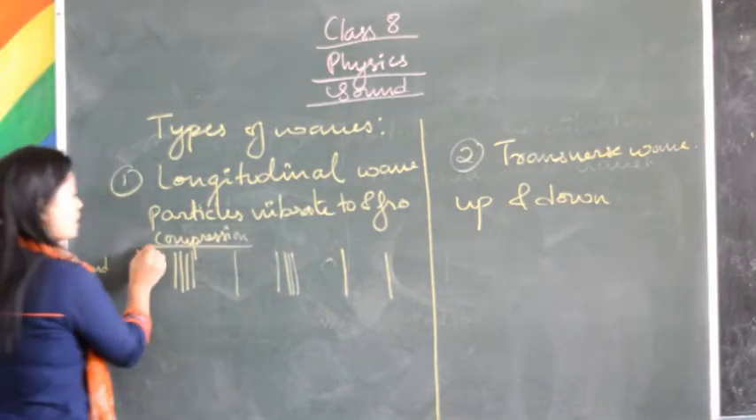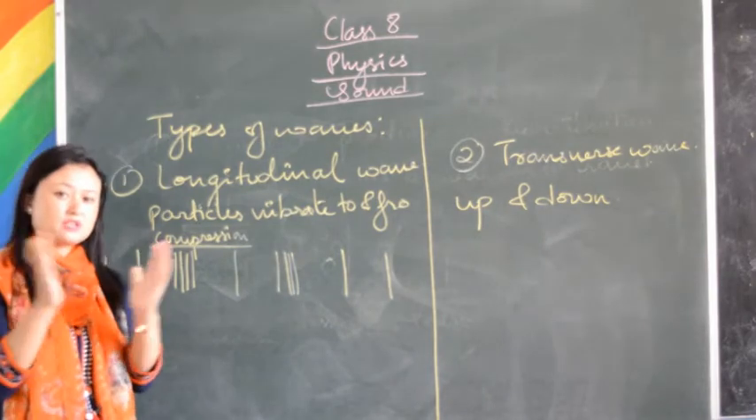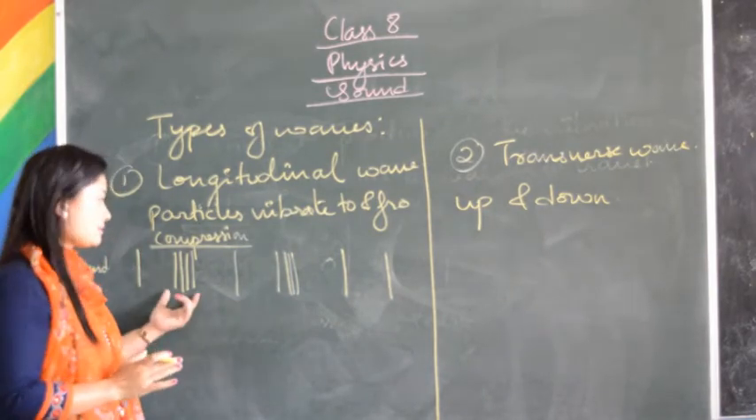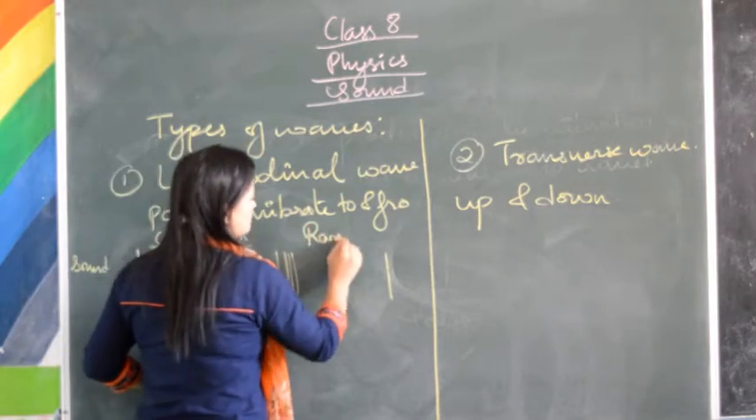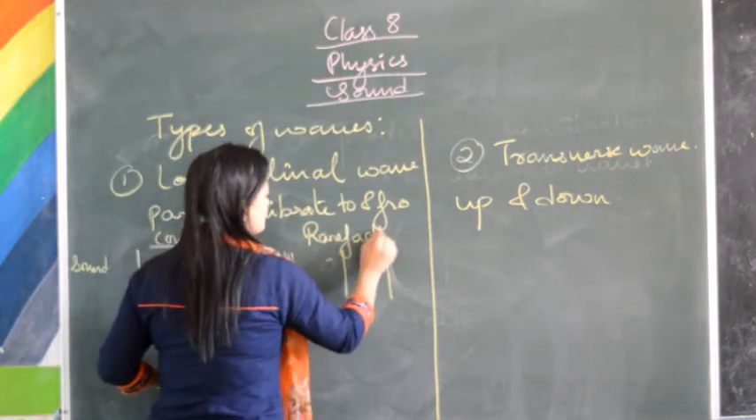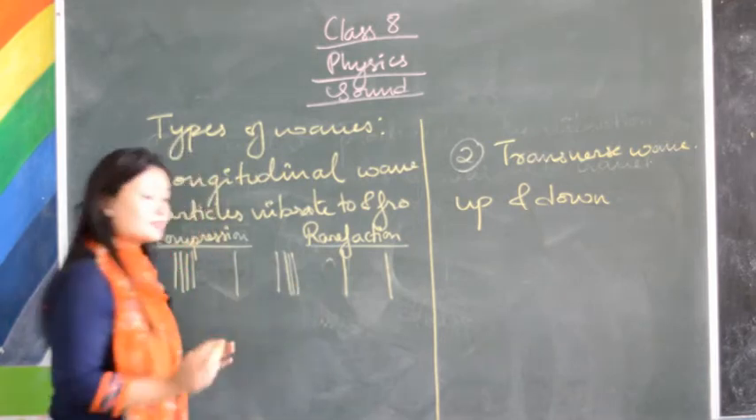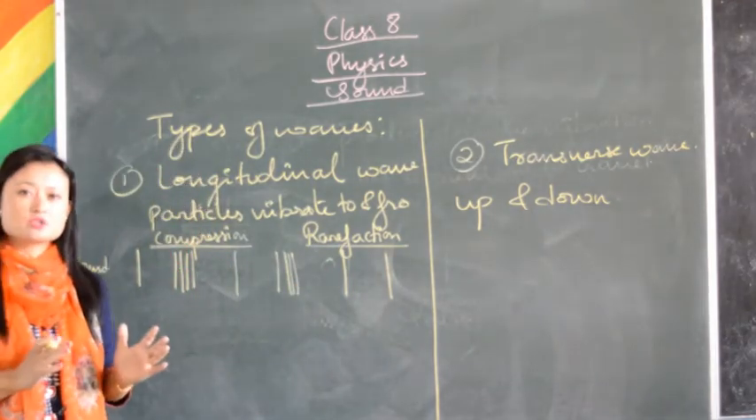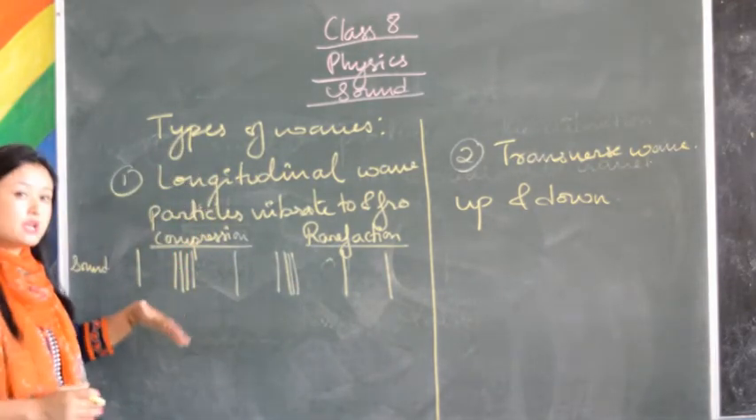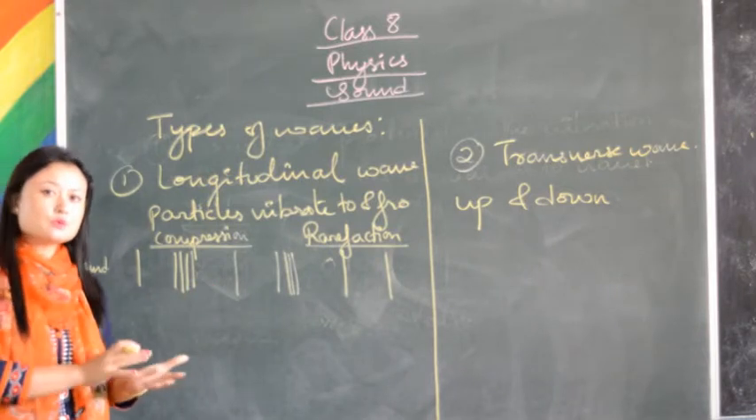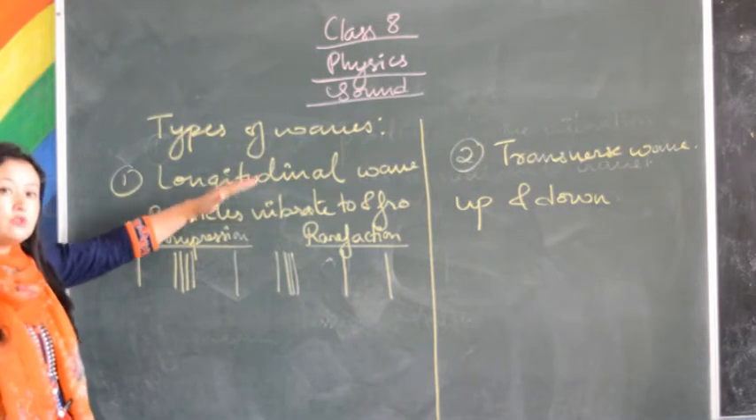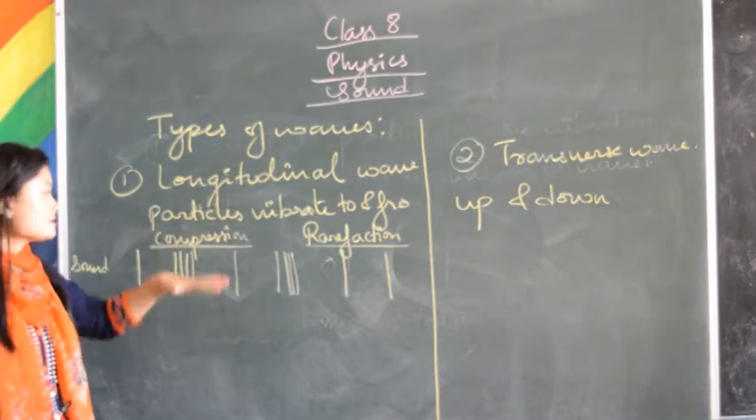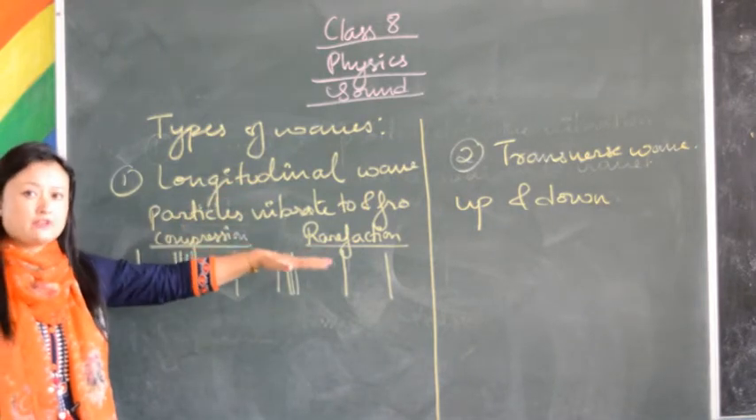compression. When the particles move together, when they come together, we call it compression. And when they are in a normal position, we call it rarefaction. When the particles are in their normal position, we call it rarefaction. And when the particles come closer, we call it compression. So longitudinal wave comprises a series of compression and rarefaction.